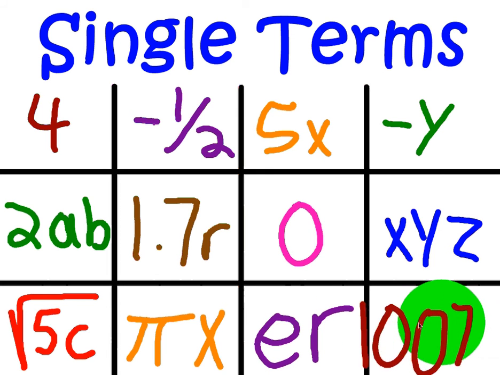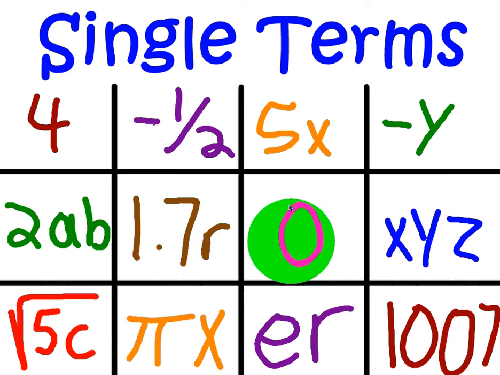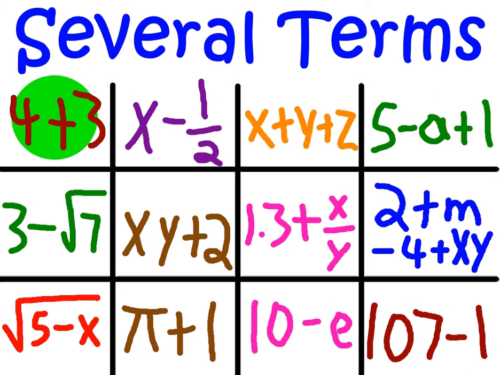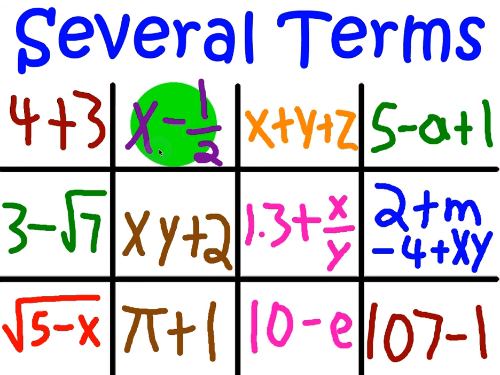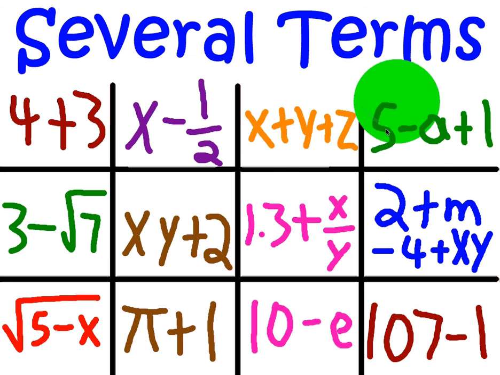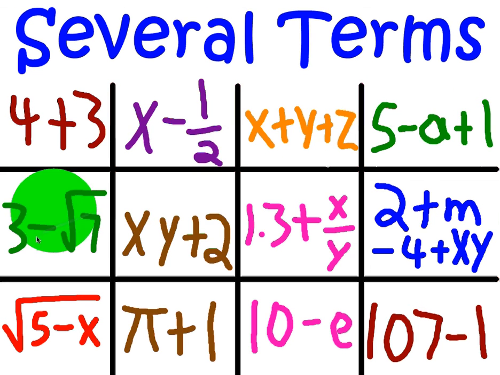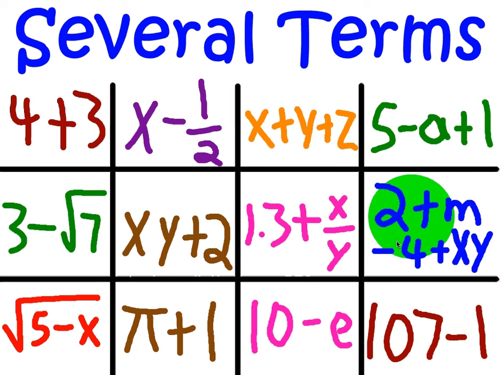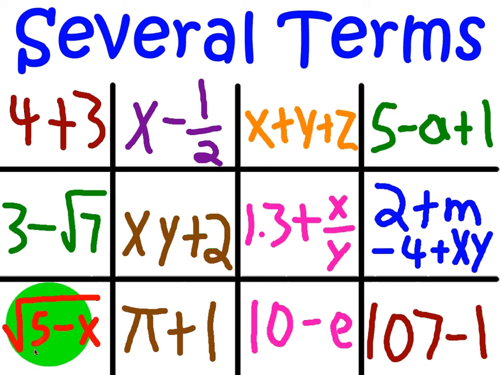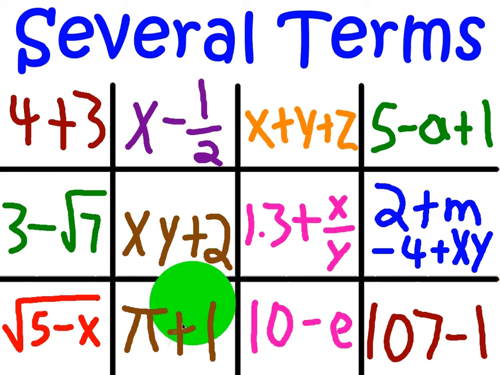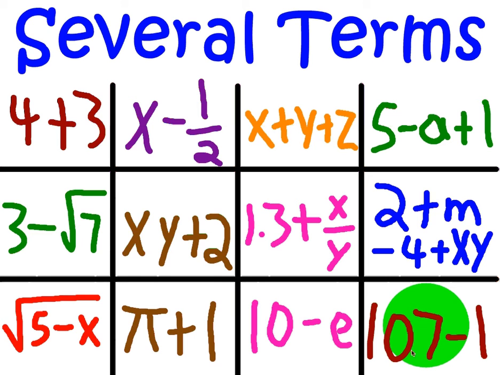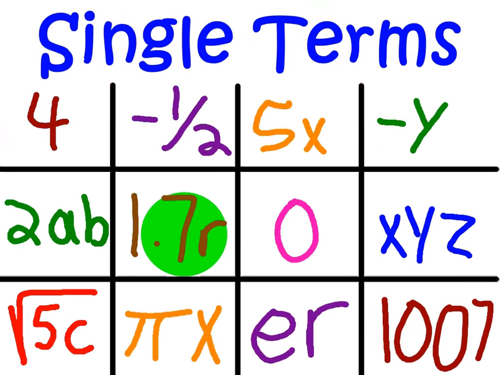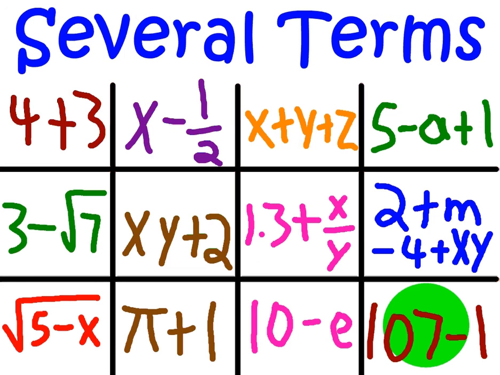So again, all these are single terms in each of these squares, okay? Now, everything inside of each of these squares are several terms. So first we have 4 plus 3, then x minus 1/2, x plus y plus z, 5 minus a plus 1, 3 minus square root of 7, xy plus 2, 1.3 plus x over y, 2 plus m minus 4 plus xy, the square root of 5 minus x, pi plus 1, 10 minus e, and 107 minus 1. So again, these are single terms, and these are several terms.